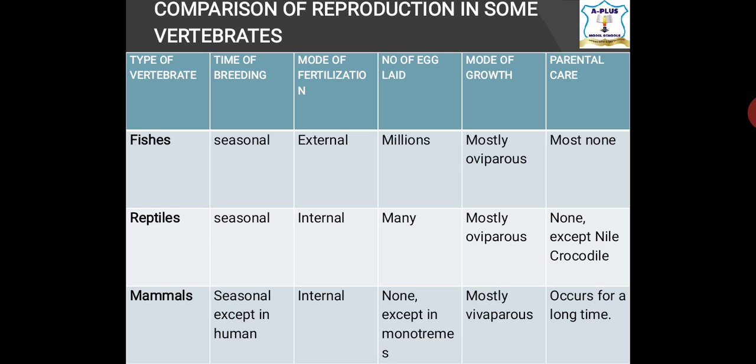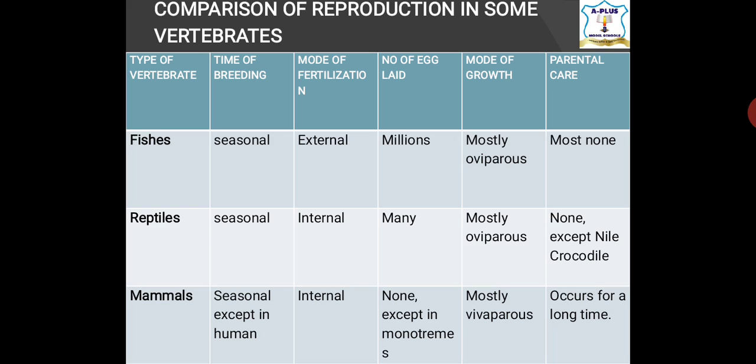Under mammals, seasonal except in humans. The mammals too are seasonal, but humans are not seasonal. Humans can get pregnant at any time. Mode of fertilization is internal. Number of eggs laid, none except in monotremes. Monotremes are an example of mammals that lay eggs outside. That means the others don't lay eggs. They produce eggs, but they don't lay them.